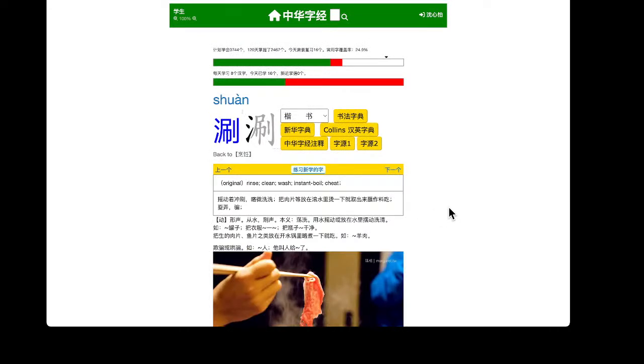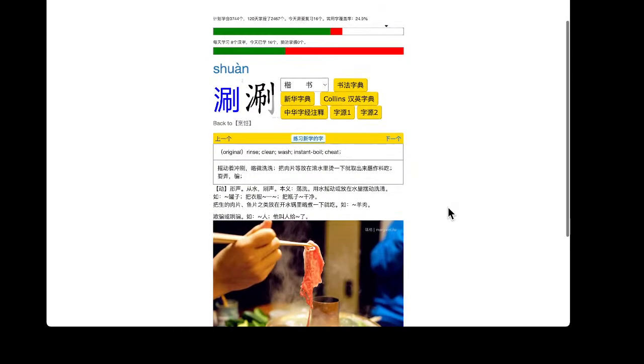Next one. 涮. 涮 means, the original meaning is rinse, clean, wash. That's what it means. So that's why here it has the water radical right here. Which means that you put the thing in the water and wave it, shake it in the water to clean. That's what it means. So this is 涮.